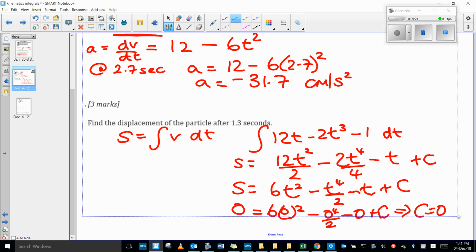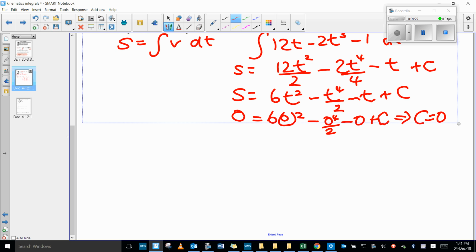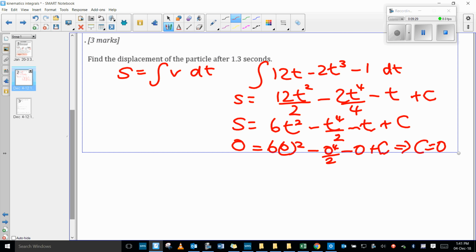So we've established that c is 0. So this here is our expression for displacement: 6t squared minus t to the 4 over 2 minus t. We don't have to write plus c. I mean, that's what I would suggest for this situation.